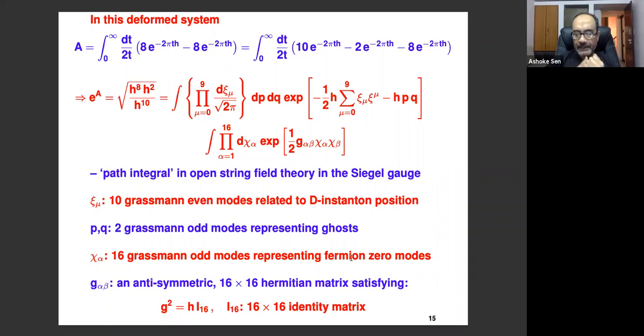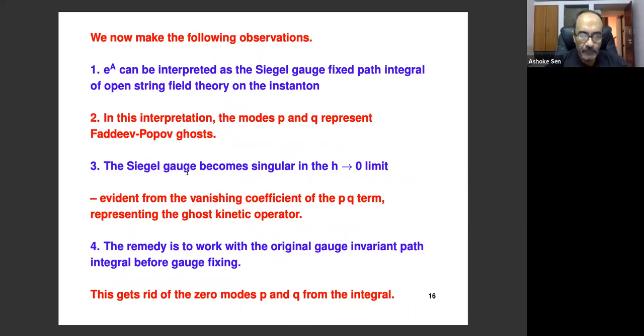So we have 32 supercharges to begin with, and we have broken 16. So there should be 16 Goldstino modes, and those are the chi alphas. And this is just an antisymmetric 16 by 16 Hermitian matrix, which squares to h times identity. So after we integrate over chi alpha, you reproduce this square root of h to the 8. Okay, so now we make some observations, and we'll elaborate on this in the next slide.